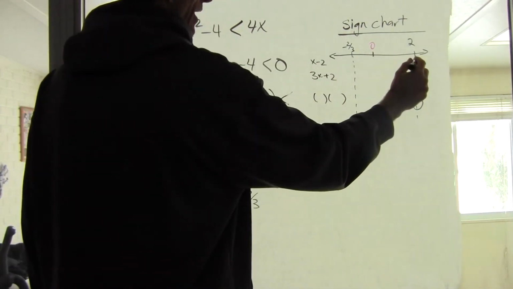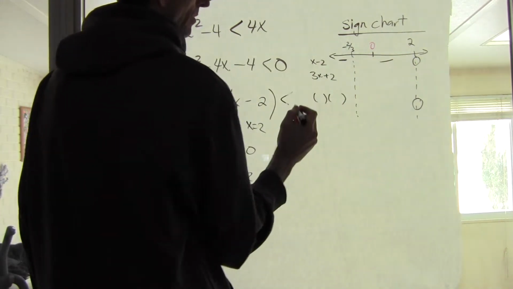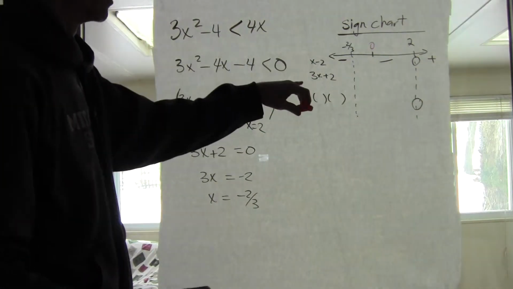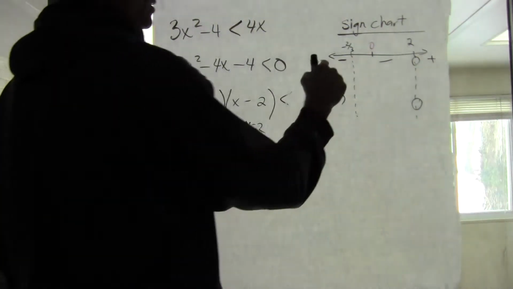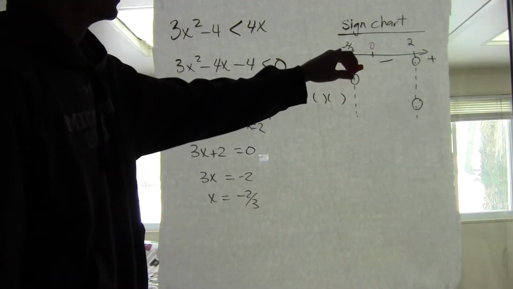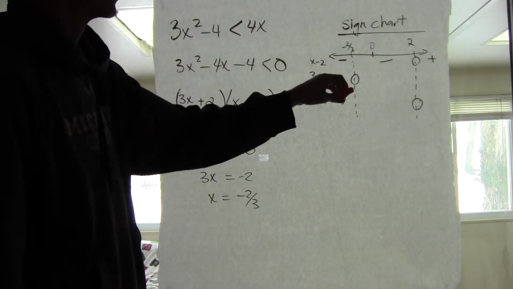When this is a little bit less than 2, of course, this is going to be negative. And when it's less than negative 2 thirds, it's still going to be negative. When it's bigger than 2, it's going to be positive. So that's an easy one. All right, 3x plus 2. When that's exactly negative 2 thirds, that turns to 0. You can even check that in your head. 3 times negative 2 thirds, that's going to be negative 2. Negative 2 plus 2, 0.